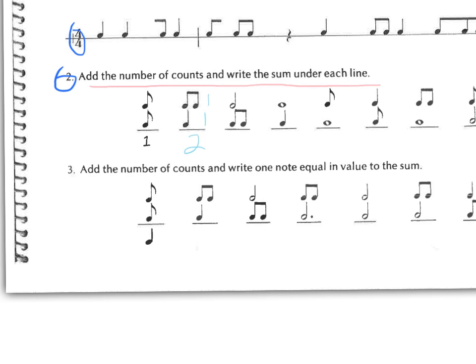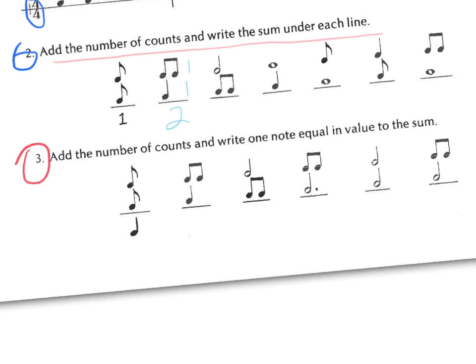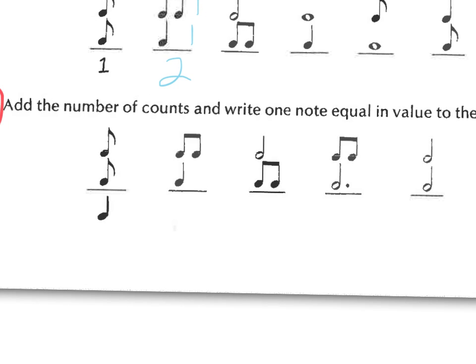For number 3, what you need to do is write a note instead of the number. So now you have to do a little bit more. You have to add it up and then figure out what note it is. So let's see. Here we got two eighth notes again. That's 1. And a quarter, that's 1. So the answer is 2. But what note is 2 beats?